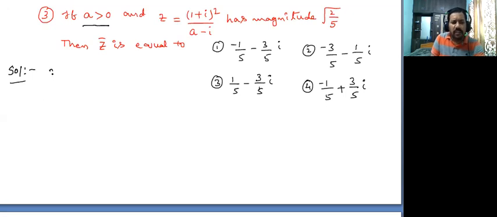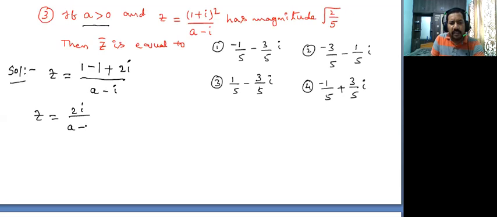Now, Z is equal to (1 + i) whole square. Calculate that. 1 plus i square, that is minus 1, plus 2i, divided by (a − i). Now, Z is equal to 2i by (a − i). Then what is mod Z? Apply mod on both sides. We get 2 here, and in the denominator, mod of (a − i) means root of a square plus 1.